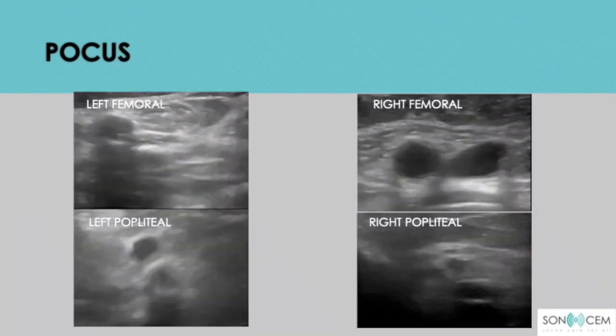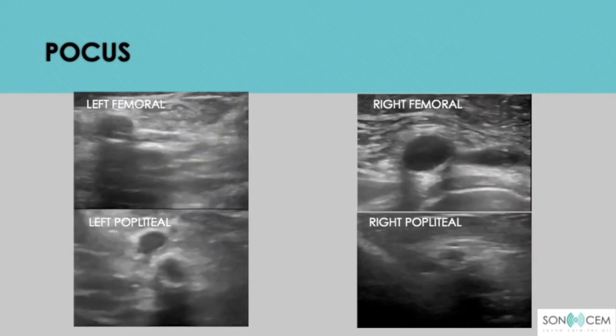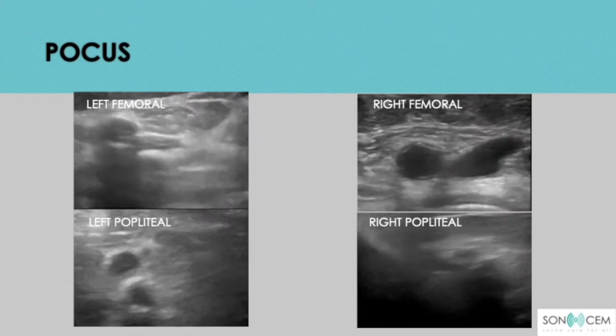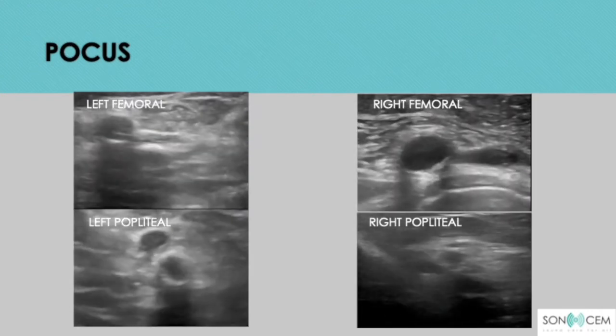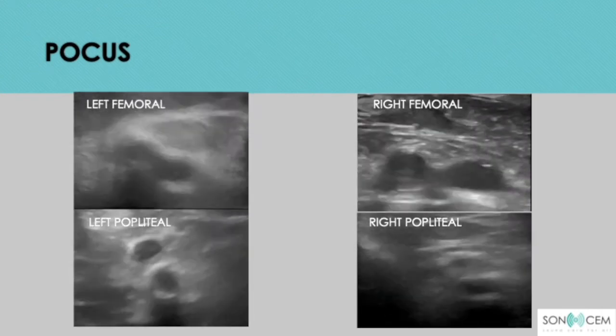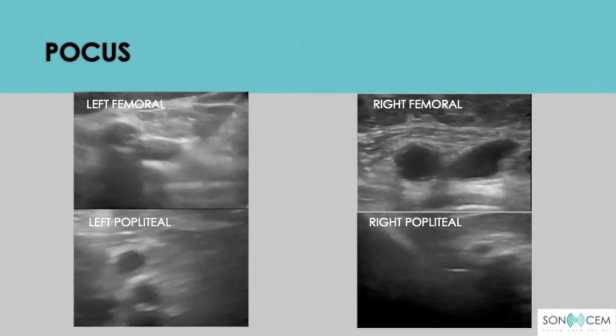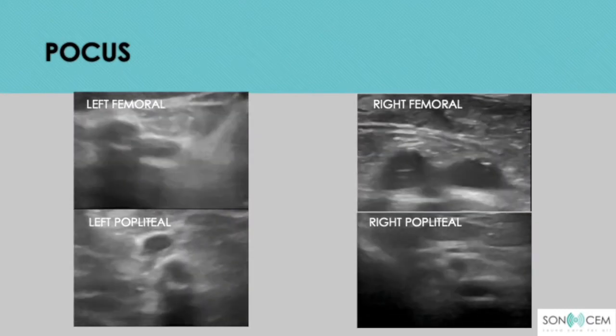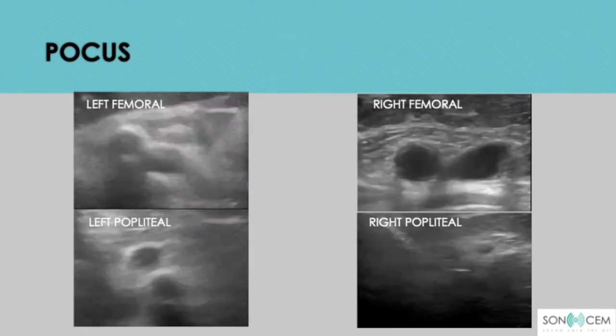Okay, what you can see from the 2-point compression test. See the left femoral, is it compressible? Yes. Left popliteal? Not compressible. The above part is the vein. The below part is the artery. So the left popliteal vein is not compressible. How about the right side?